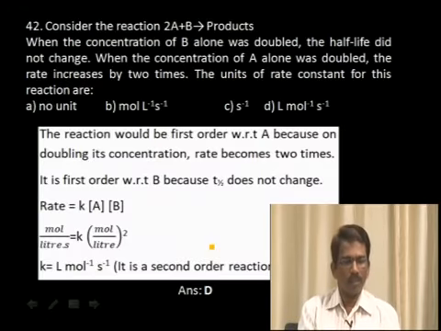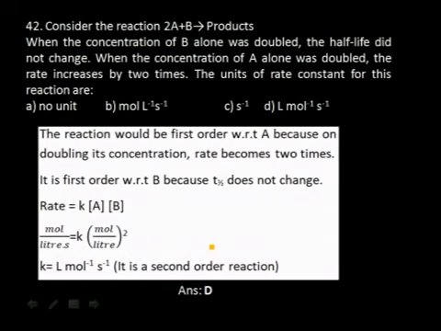In question number 42, the reaction is given as 2A plus B giving products. When the concentration of B alone was doubled, the half-life did not change. When the concentration of A alone was doubled, the rate increases by 2 times, and you have been asked to find out the units of the rate constant for this reaction.